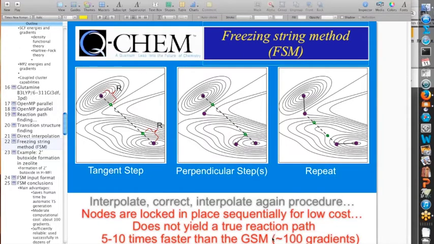The thing that's exciting about the freezing string method is that its cost is not much greater than a local search for a transition structure given a guess. It typically takes on the order of 100 gradients to get an FSM path joining a reactant and a product. And then one takes the highest energy point on that reaction path as the initial guess for a transition structure.